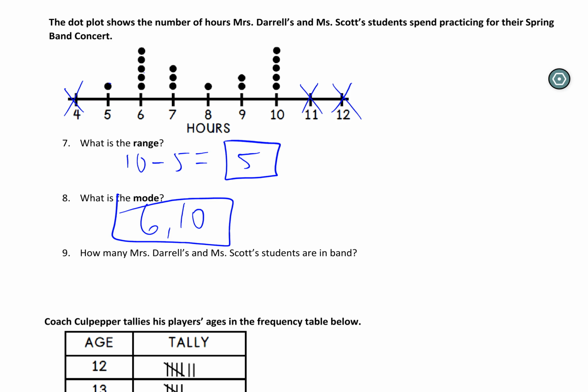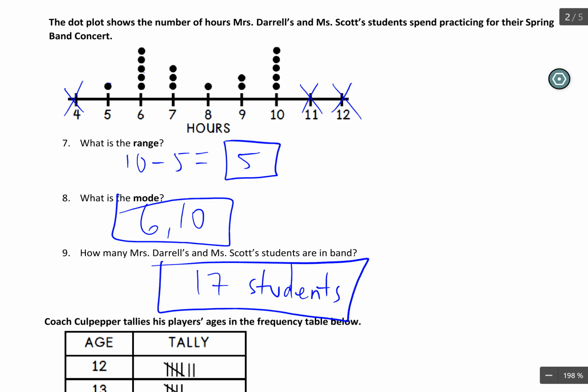Question number 9, how many of Mrs. Darrell's and Mrs. Scott's students are in band? And so I can just count my dots and I would see that there's 17 students in band. So you want your label, 17 students.